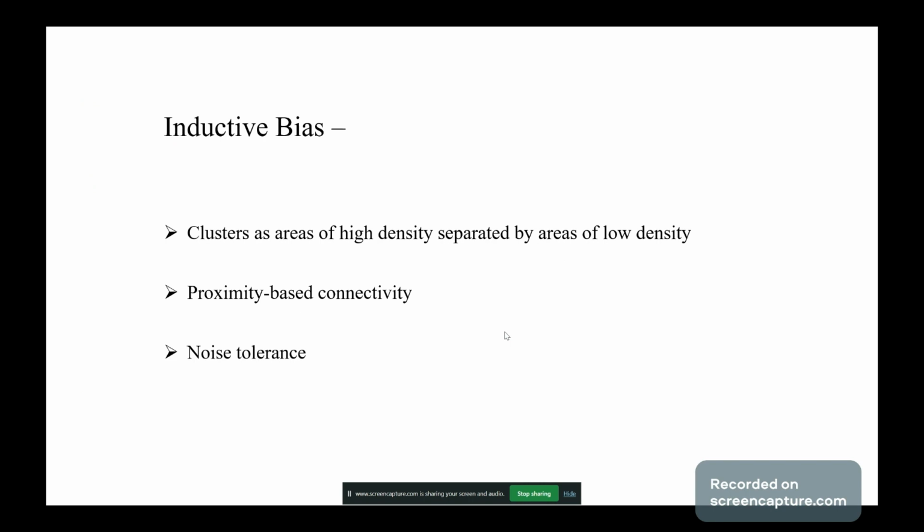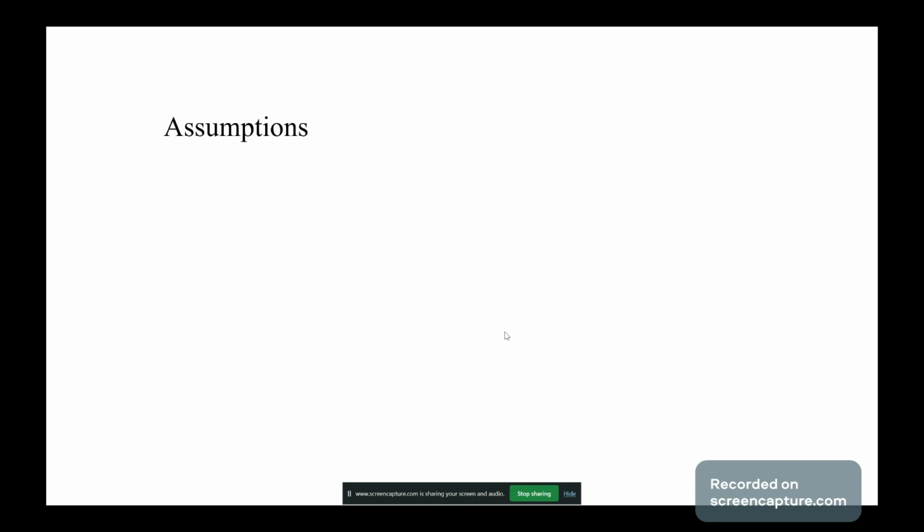Now that we know about the inductive biases of DBSCAN, we can move on to the assumptions that the DBSCAN algorithm takes into consideration. Basically, the inductive bias of DBSCAN hints quite well at the assumptions that it makes under the hood. DBSCAN has a few key assumptions, like number 1, density-based clusters, where DBSCAN assumes that clusters in data are regions of high density separated by regions of low density. Connectivity via proximity: DBSCAN assumes that points belonging to the same cluster are closely located in the feature space and can be reached from one to another through a series of neighboring points. This notion of proximity-based connectivity forms the basis of how DBSCAN defines clusters.